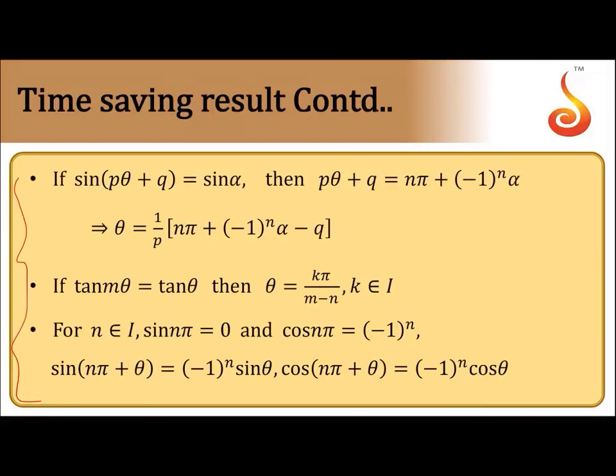These are some of the important results which save our time. And when I take tan m theta equal to tan n theta, this is n theta, not theta actually, n theta. Then the general solution of this, in simplified form, gives us theta equals k pi divided by m minus n.